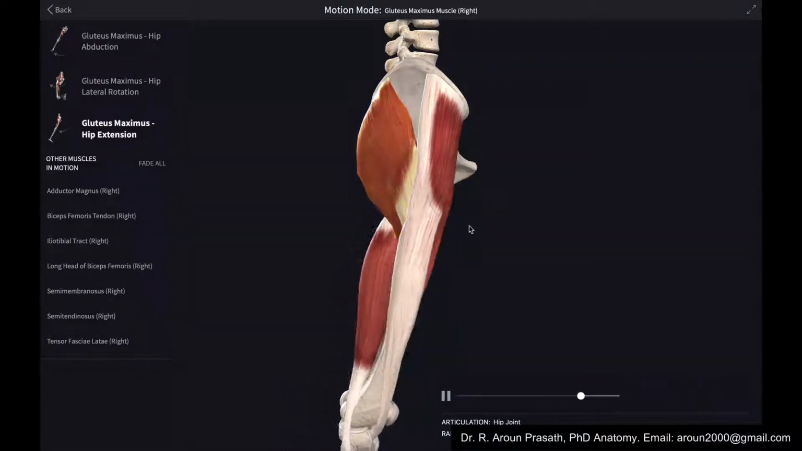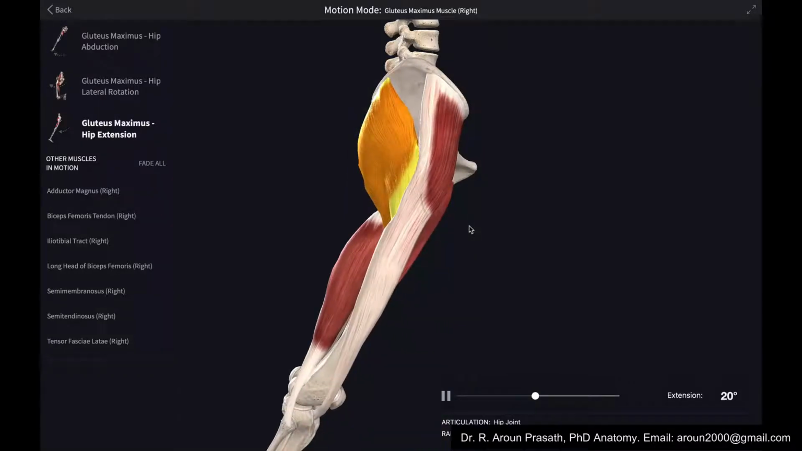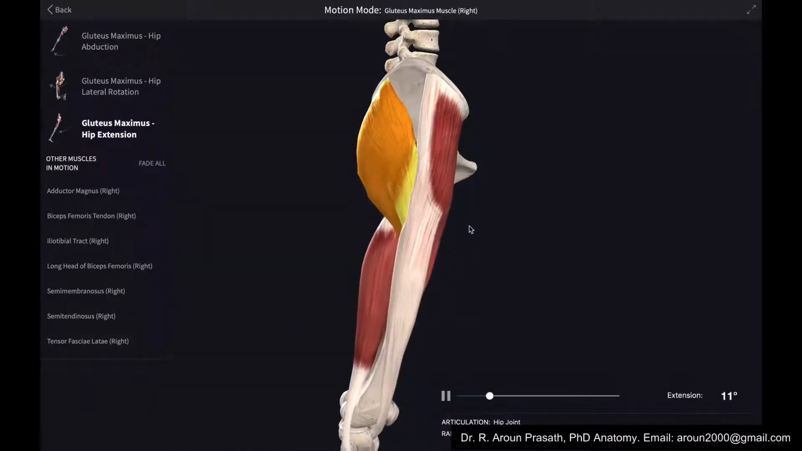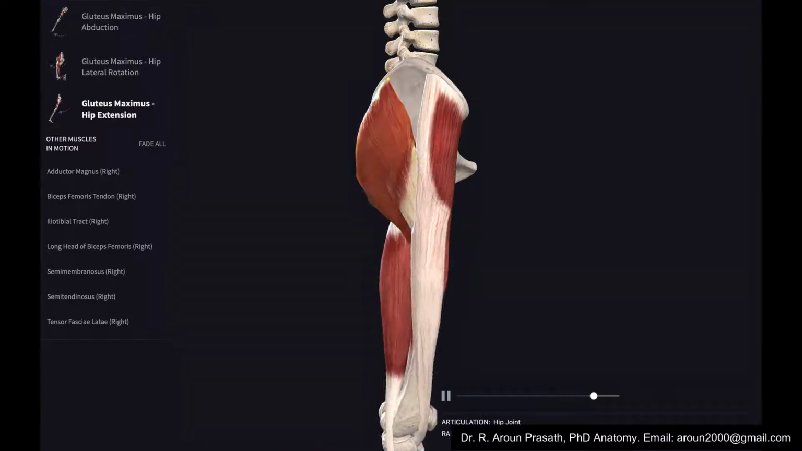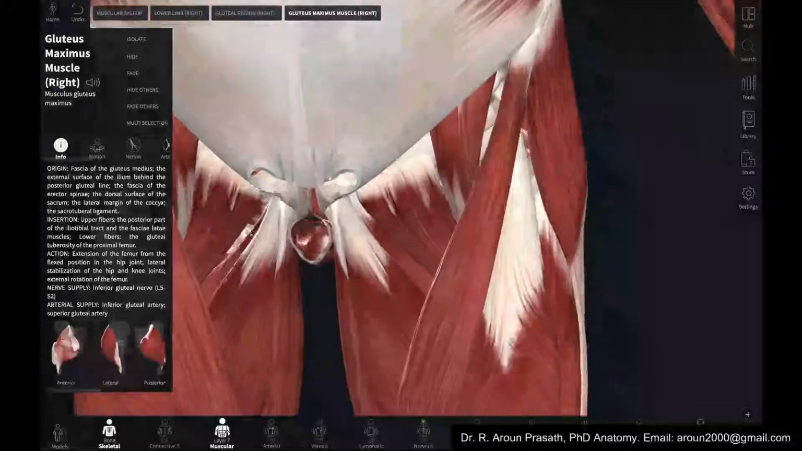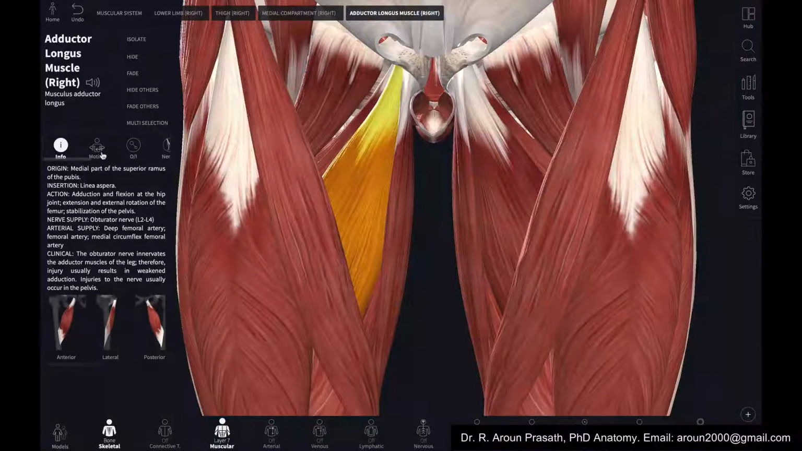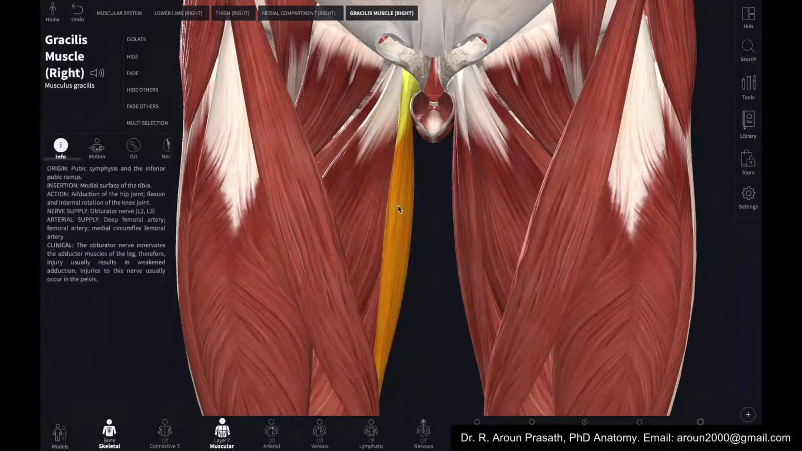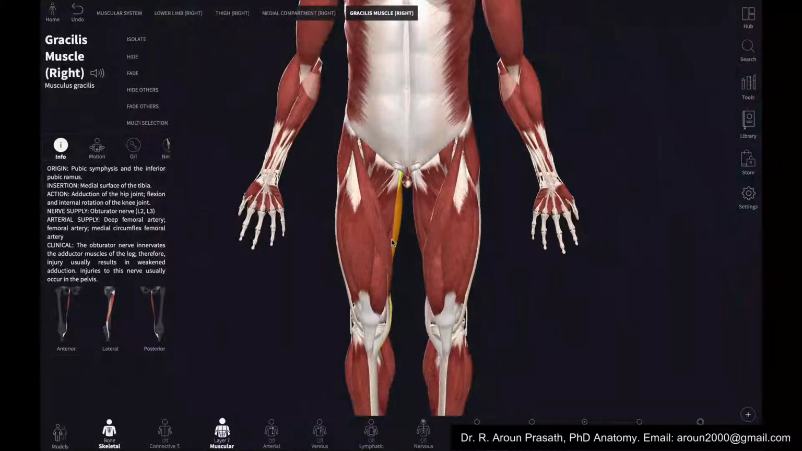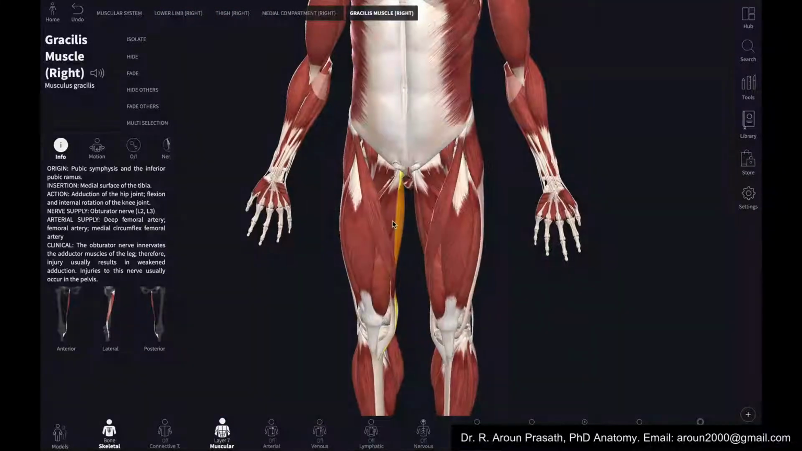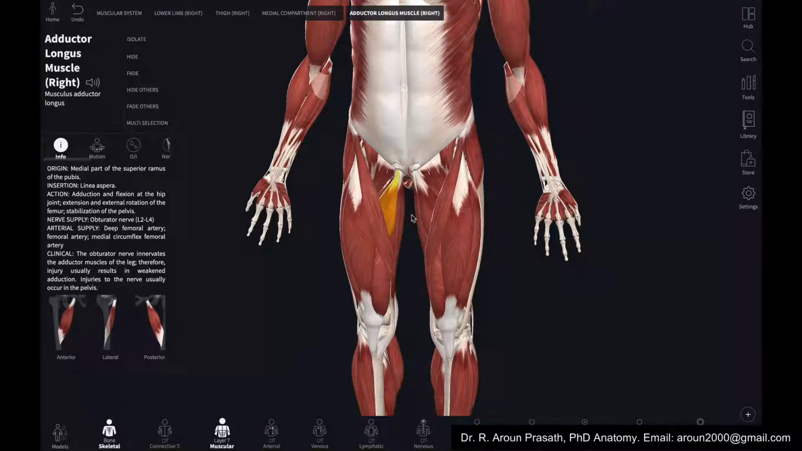Okay, then the next movement is the adduction, which is around 30 degrees. The adductor muscles are present in the medial aspect of the thigh. The adductor muscles are the adductor magnus, longus, brevis, pectineus, all the muscles that are present in the medial aspect of the thigh, the gracilis, okay, adductor longus.